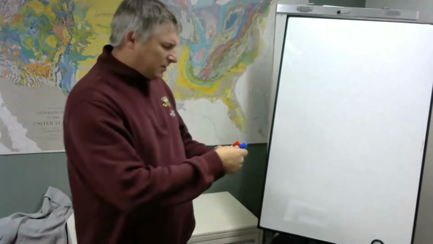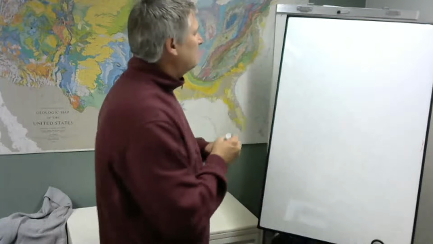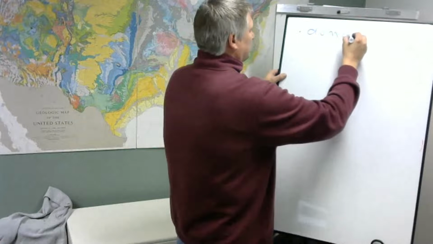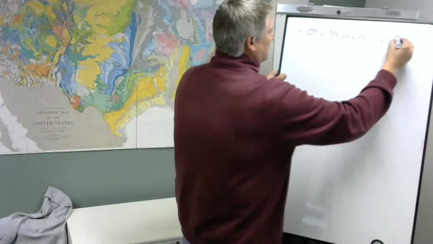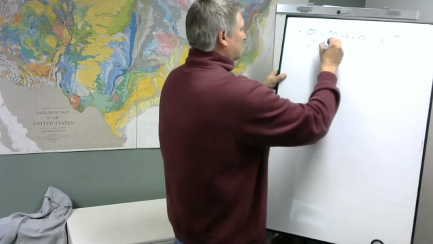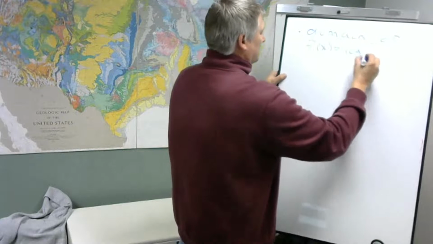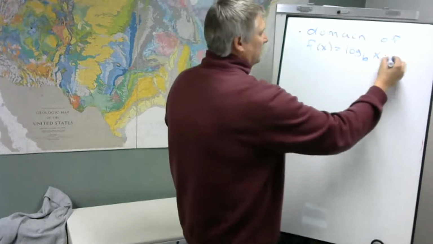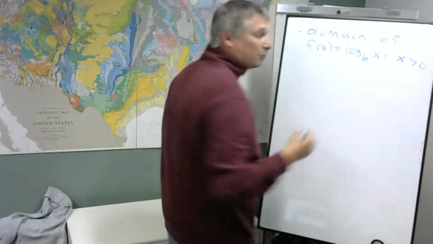Now, with the domain of logarithm, we kind of treat it like we would the domain of square root, except the square root can have 0. You can take 0 as a value. Logarithm can't. We have to always be greater than 0. So for the domain, x is greater than 0.